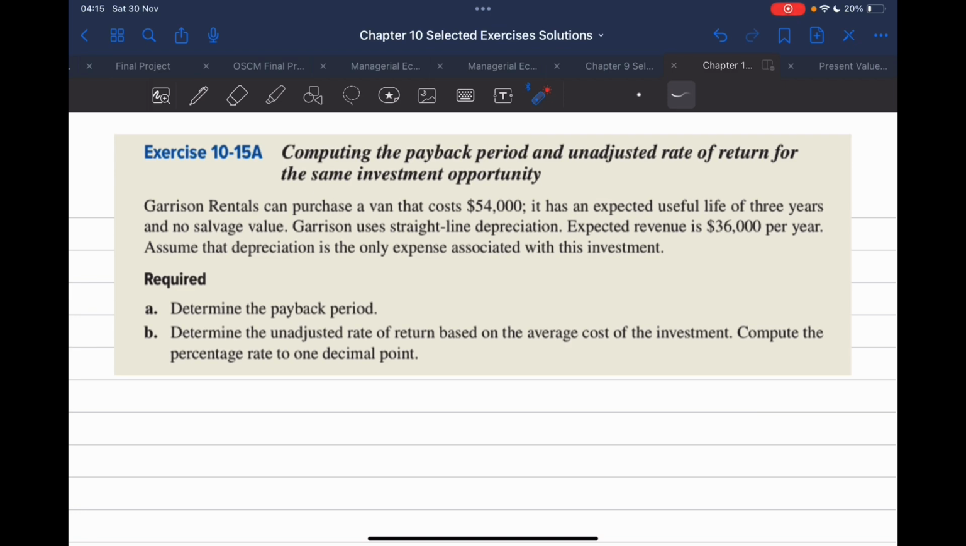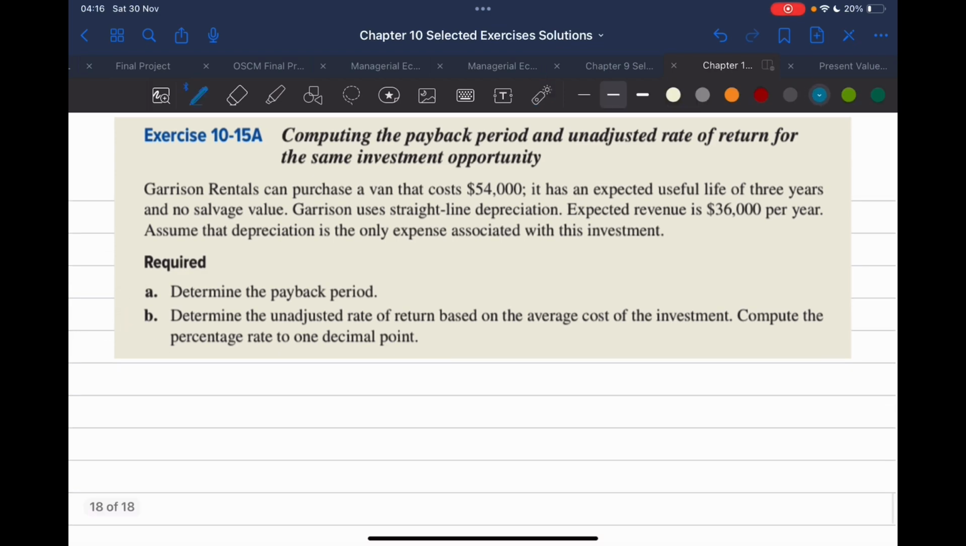It says, Garrison Rentals can purchase a van that costs $54,000. It has an expected useful life of 3 years and no salvage value. Garrison uses straight line depreciation. Expected revenue is $36,000 per year. Assume that depreciation is the only expense associated with this investment. So what's required here? A, determine the payback period, which is going to be straightforward here.